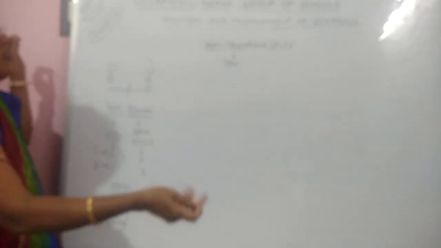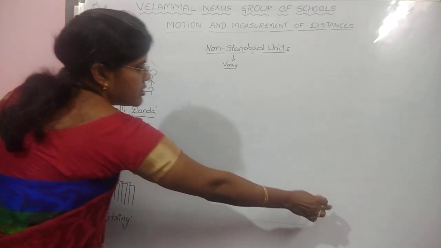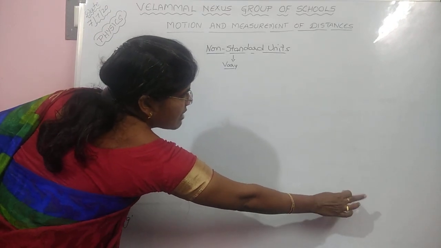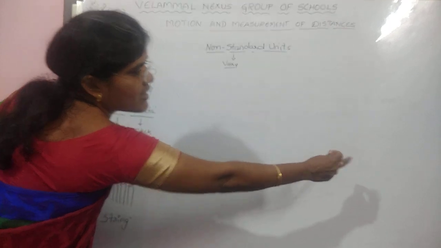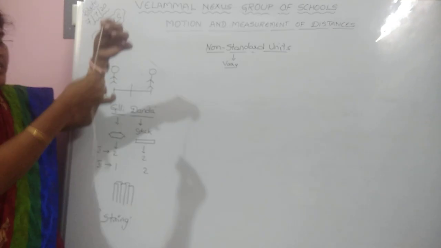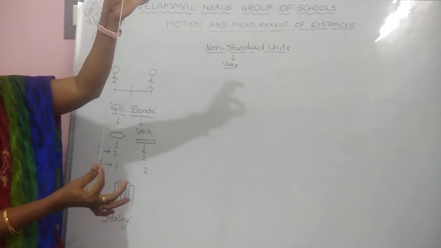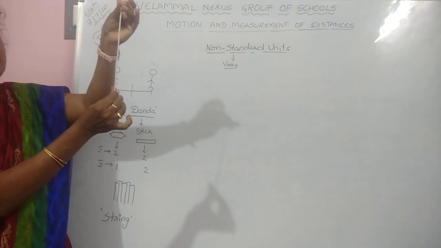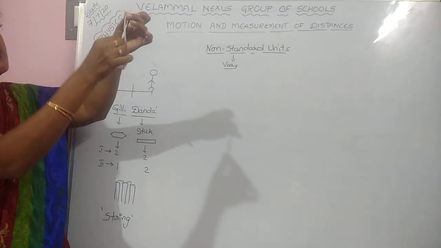Then the children started thinking, shall we go for that method? Suppose you take this string to measure the length of the board. This is the string length and it will come one more half of the length of the string. Like this, this becomes half the length of the string. This becomes 1/4 of the length of the string. This becomes 1/8 of the string.